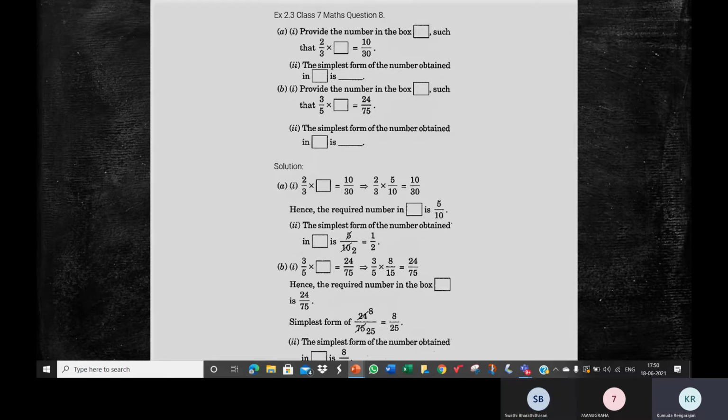Is that understood? Yes, ma'am. This is a different thing. Don't say I'm getting confused. See, this is not the concept of equivalent fractions at all. Now you want 2 by 3 to become 10 by 30. How will that happen? When you multiply by 5 by 10, that's all. Definitely 2 by 3 and 10 by 30 are not equivalent fractions, because you are multiplying the numerator by 5 and the denominator by 10. How can the resultant fraction be equivalent to 2 by 3? Not possible.